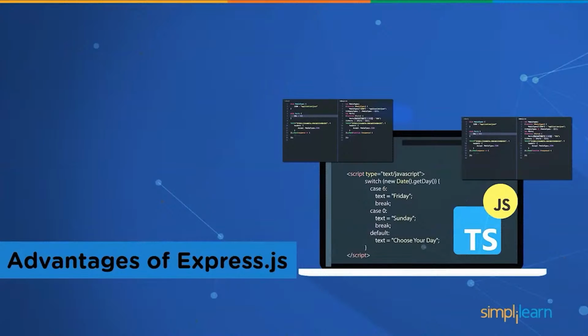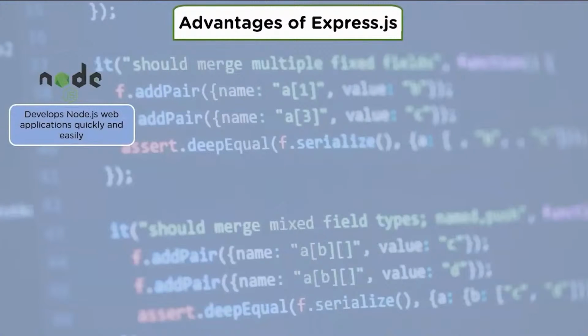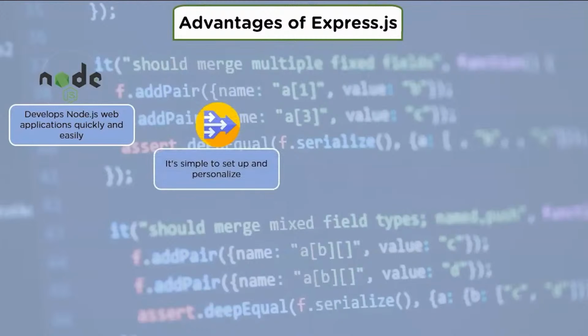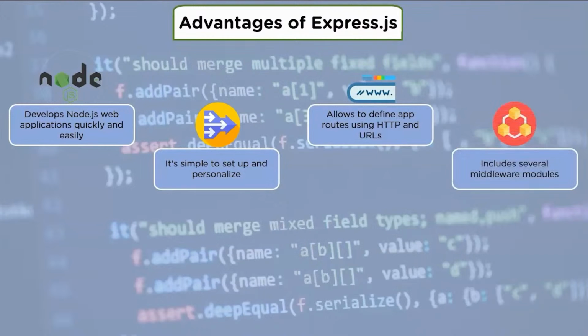Advantages of Express.js. Express.js makes developing Node.js web applications quickly and easily. Express.js is simple to set up and personalize. It allows you to define application routes using HTTP methods and URLs. Express.js includes a number of middleware modules that can be used to execute additional request and response activities.